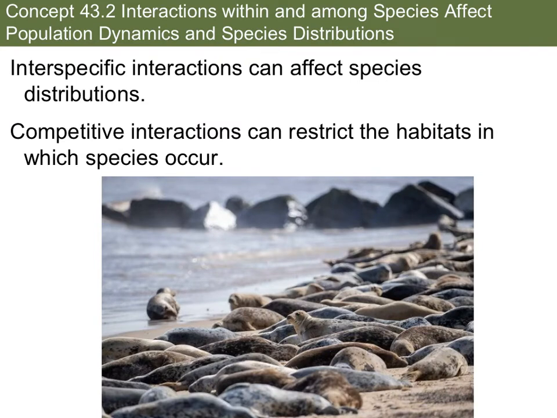Interspecific interactions can affect species distributions, and those competitive interactions can restrict the habitats in which species occur. So here is another example of intraspecific competition. You'll see how this beach is jam-packed with these seals, and the resource they are fighting for is limited space. But not only can members of the same species, like all these seals, compete, it can also be competition between other organisms as well.